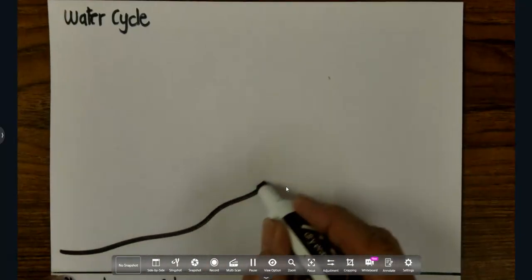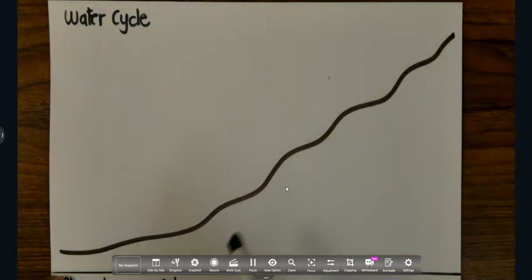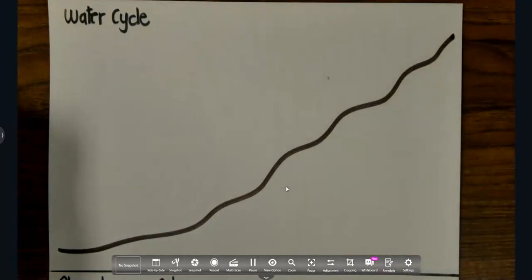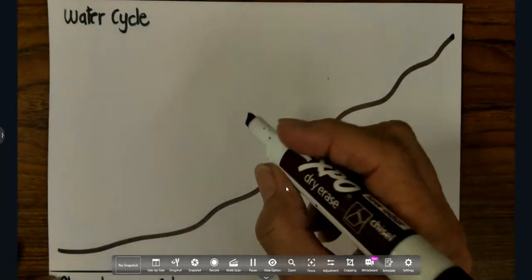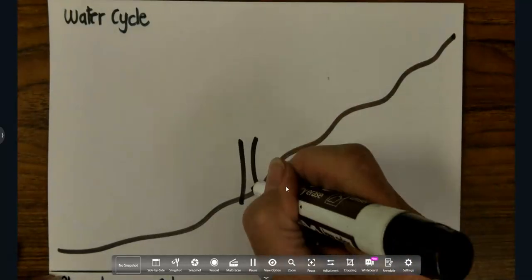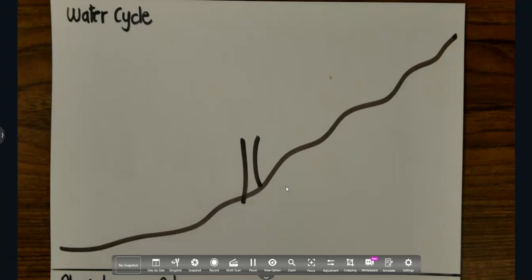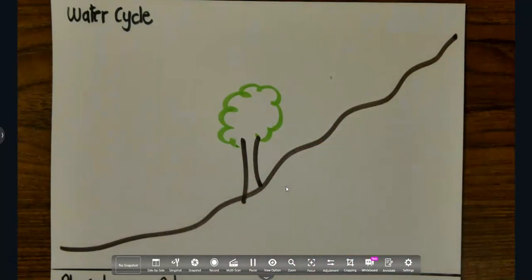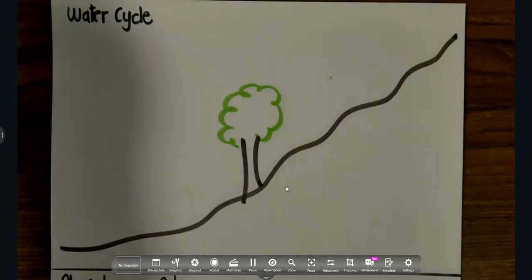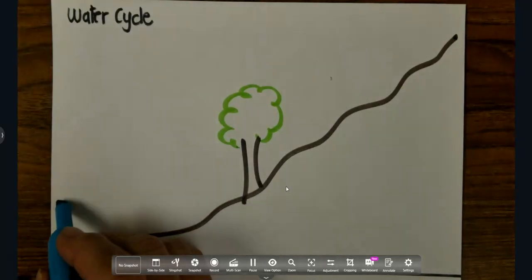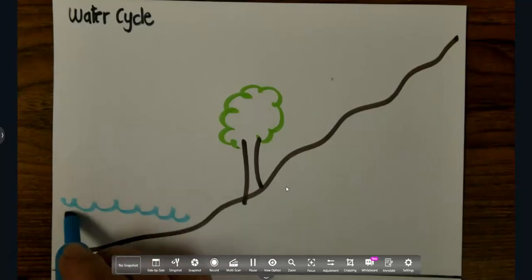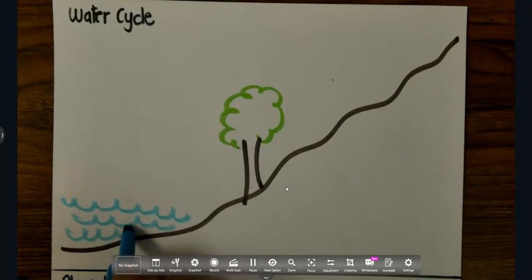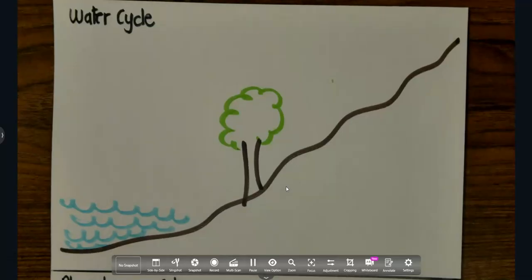I'm going to create land here, and let's do like a tree here on that land. So we're going to make it sloping to kind of help with the discussion. And then I'm going to put water here like that, and maybe a fish in there like that.